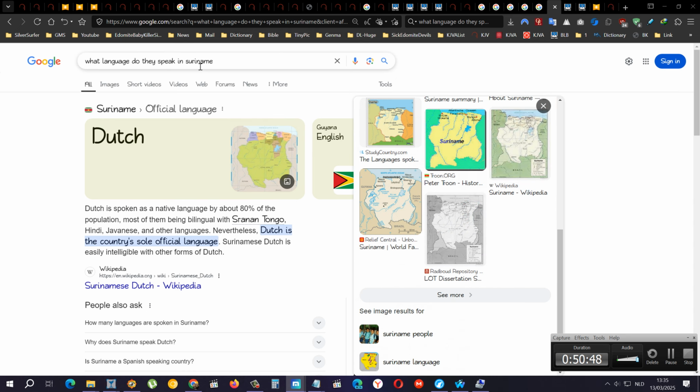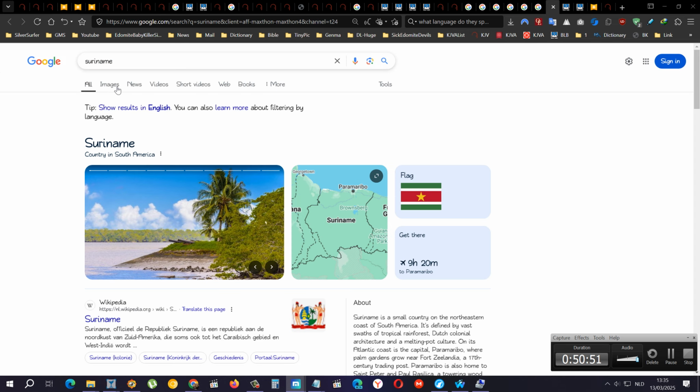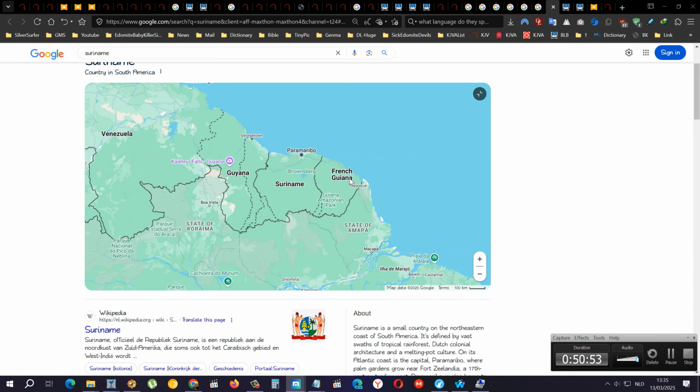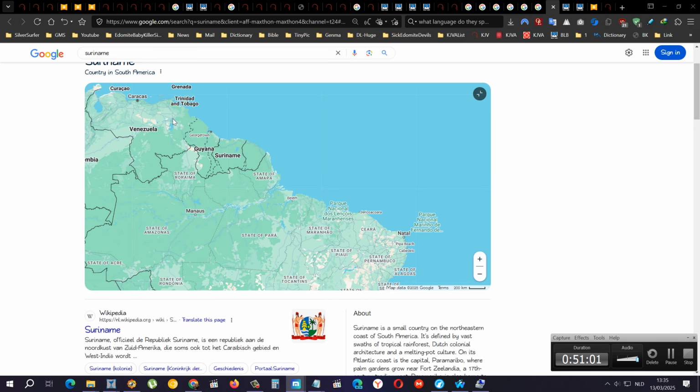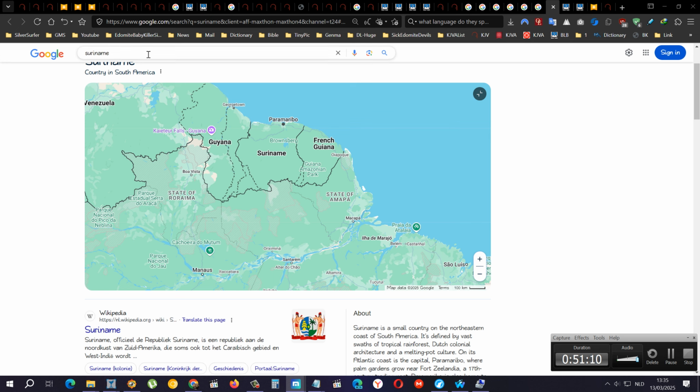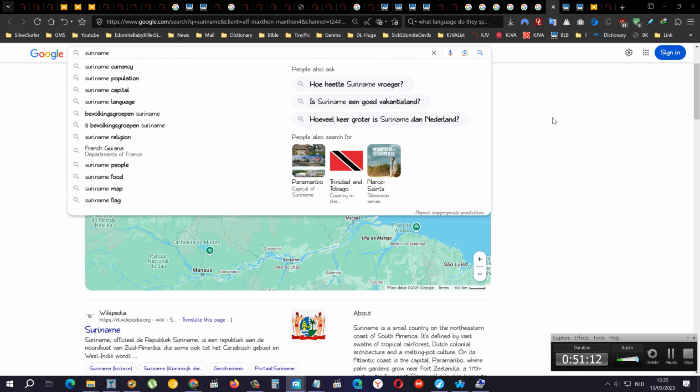Let me see here, Suriname map. Here. These speak French. These speak Dutch. These speak English. These speak Portuguese, if I'm correct, or Spanish, whatever. Right. So yeah, they speak that because they're colonized.